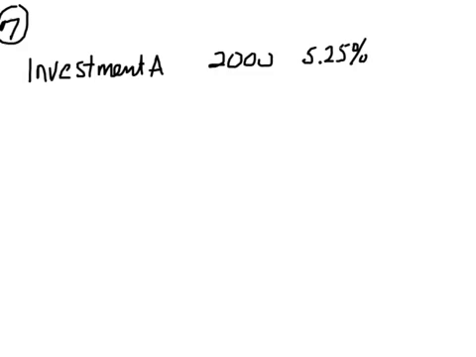Now, if he's invested $2,000 at 5.25% interest, and if you look here, they don't tell us how long, but we're just going to assume a year, because that's all we can do if they don't tell us anything. If I want to know how much interest he's going to make, which is what this last column is, I would just multiply 2,000.